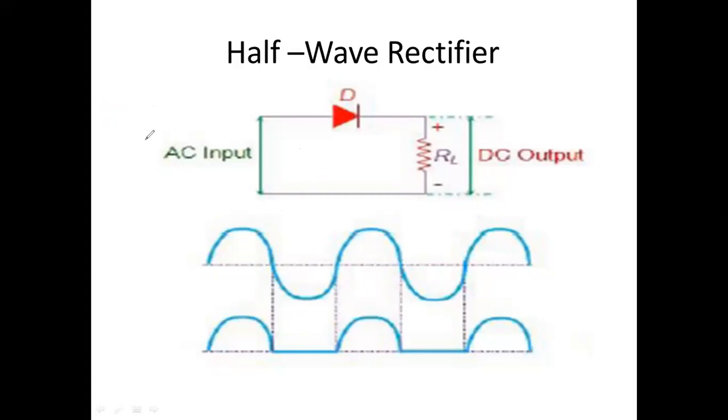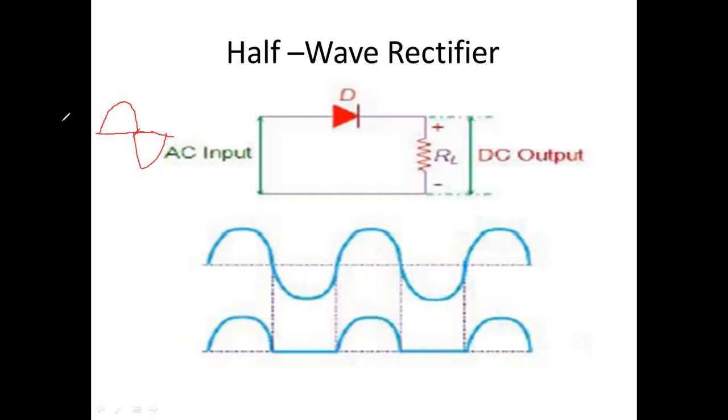So the characteristics of the AC is that it goes from 0 positive to the reference value. Next, it goes negative with respect to the reference value, the negative half cycle. This is the positive half cycle, this is the negative half cycle. Yes or no? The waveform is like this.